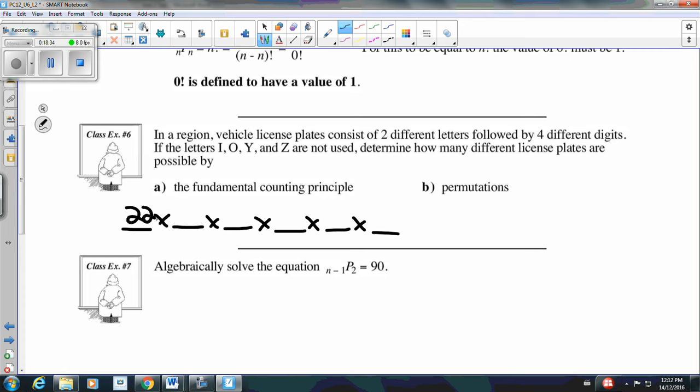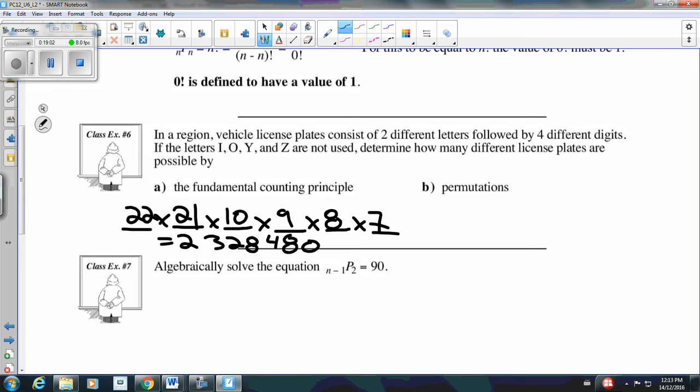So I can't use the letters I, O, Y, and Z. That means I have 22 choices for the first one and 21 for the second one, because it's 2 different letters, followed by 4 different digits. And again, it says different, so that's implying that I can't repeat. So I'm going to go 10, 9, 8, 7, which gives me 2,328,480.